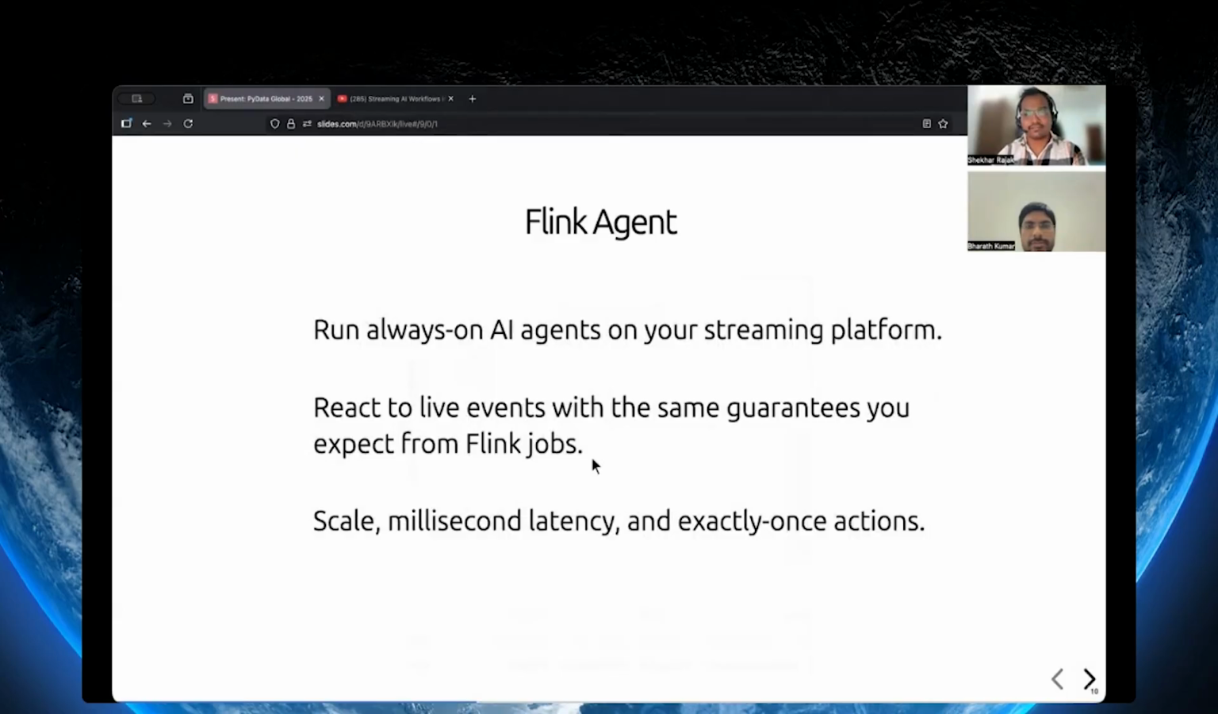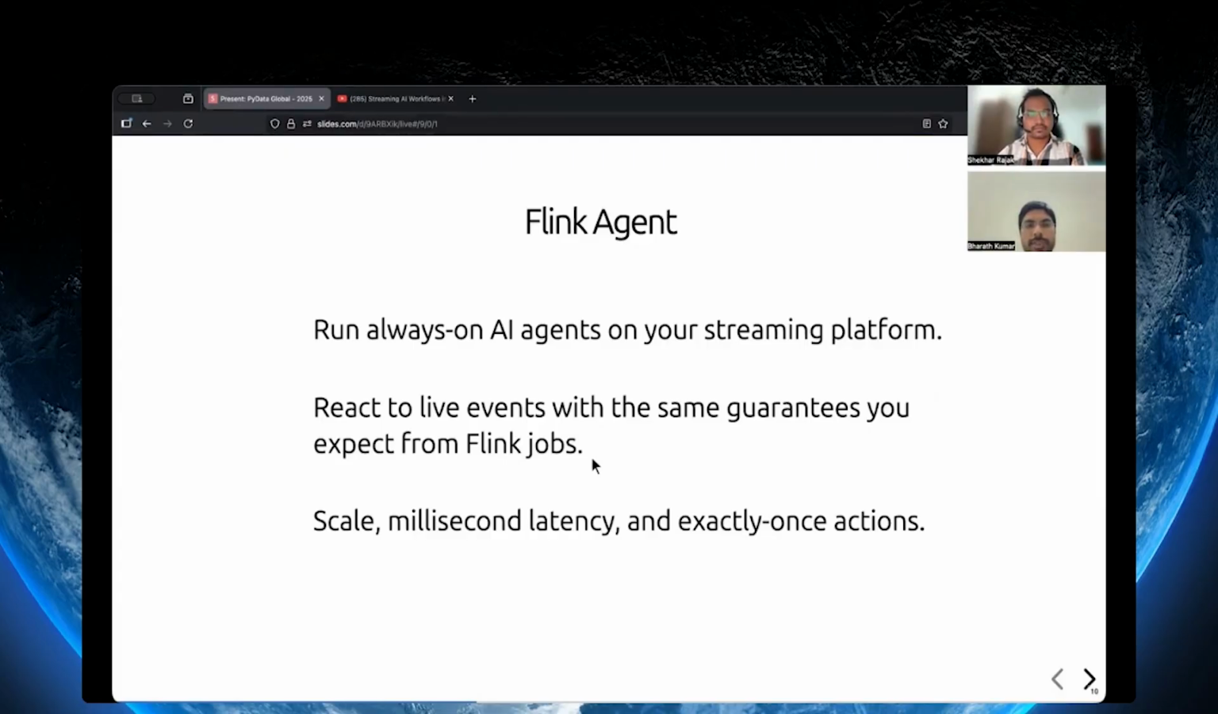Yeah, Flink agents, Bharat. Yeah, thanks, Shekhar. So let me start with a question: why are we building the Flink agents? Because modern enterprise systems are drowning in real-time events, but today's, as Shekhar said, LLMs are stateless and request-driven and completely disconnected from the moment the prompt ends.